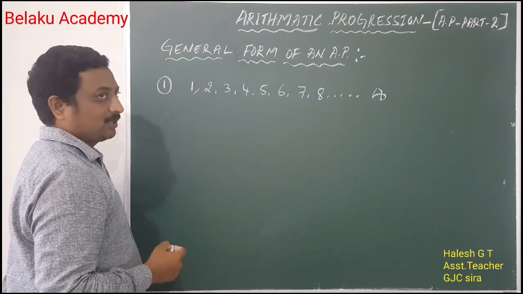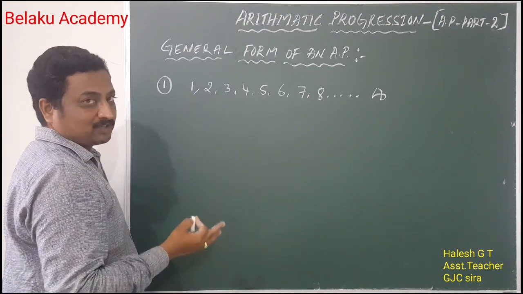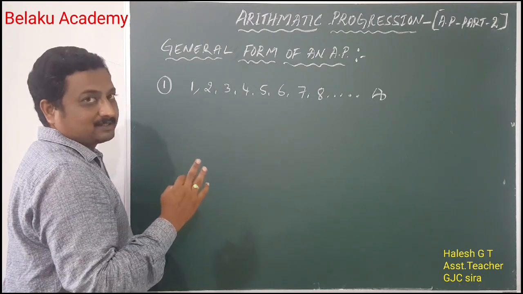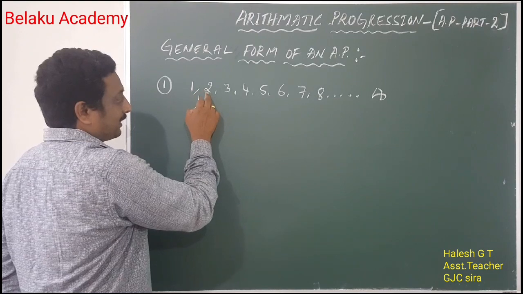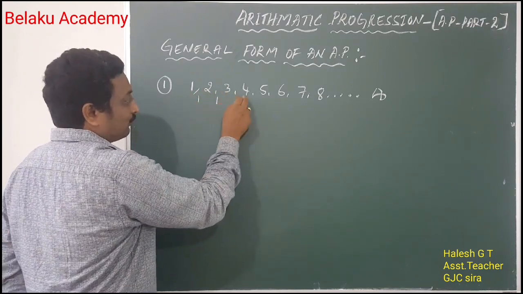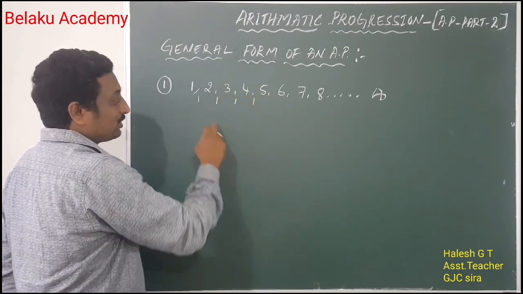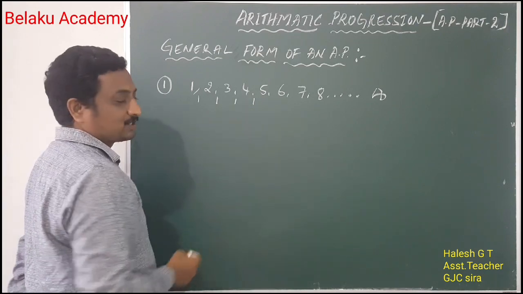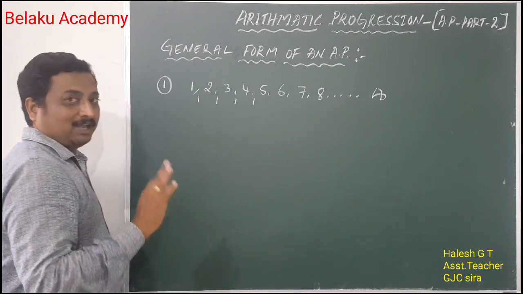We can check. We know that the difference between any two successive terms of an AP is the same. So, let us check. 2 minus 1 is 1, that is second term minus first term is 1. 3 minus 2 is also 1. 4 minus 3 is also 1. 5 minus 4 is also 1 and so on. You can observe the common difference between any two consecutive terms of an AP is the same. So, natural numbers are in AP.